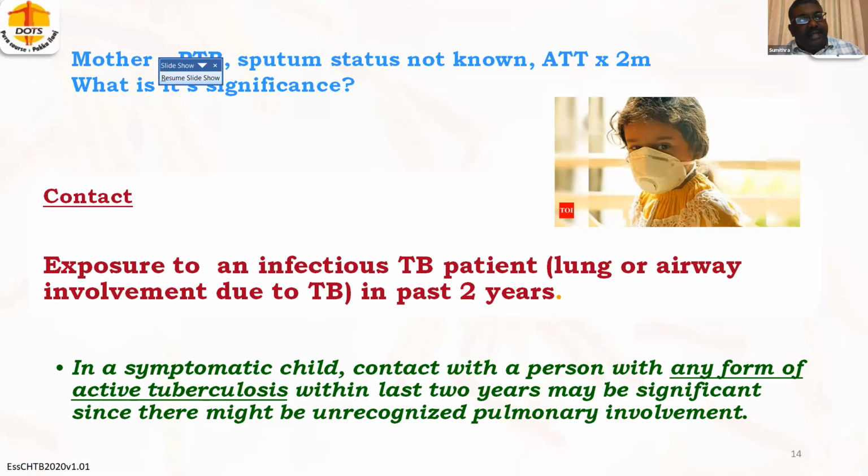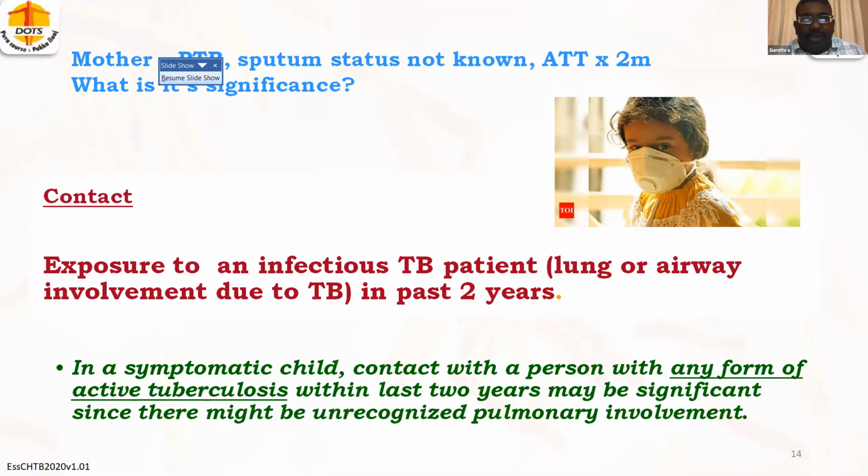By definition, exposure to an infectious TB patient, lung or airway involvement due to TB in the past 2 years. Now, let us consider this in detail. If the child is asymptomatic, we are not assessing him for tuberculosis. So if he's asymptomatic, we need not take care of the contact symptom. Now, if he is symptomatic, that is, if he's having fever, chronic cough, persistent cough, and things like that, then we should think about whether the child has a contact or not.